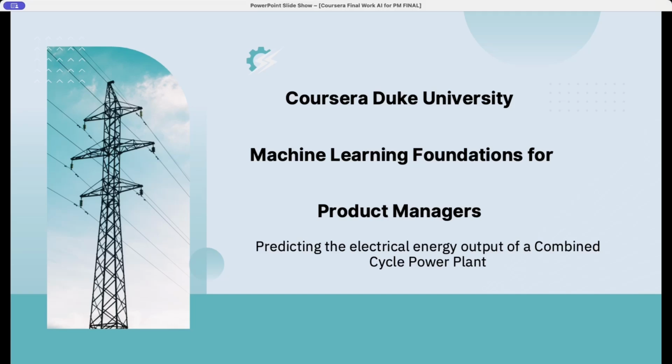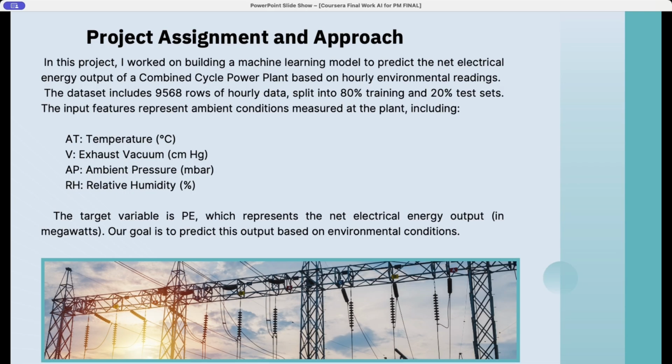This is the video with the assignment of the Coursera, Duke University, Machine Learning Foundations for Product Managers course. In this project, I built a machine learning model to predict the net electrical energy output of a combined cycle power plant based on environmental conditions.